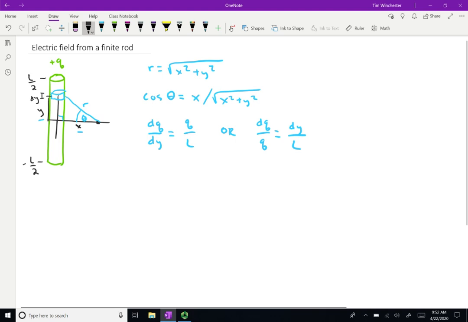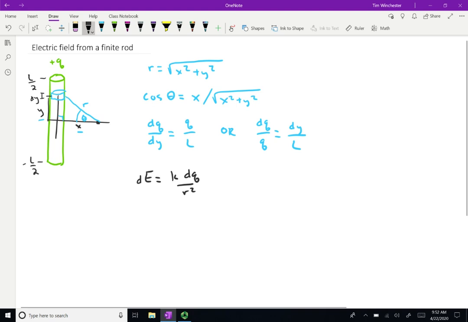First of all, the electric field from dy, I'm going to call dE. That's just the piece of the electric field that is due to that, and then later we'll integrate to get the total electric field. That's just going to be given by k times the charge from that little piece, dq, over r squared. That's basically just Coulomb's law.